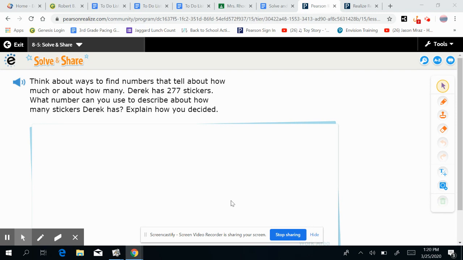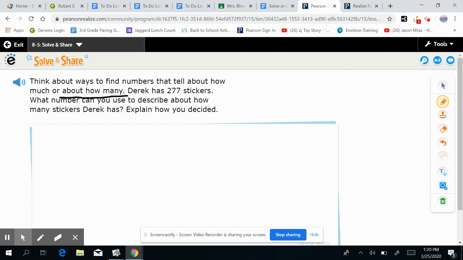I want you to think, what does the phrase "about how many" mean? Let me see if I can underline that. What does that mean? About how many? Think for a minute. Hopefully you were thinking something along the lines of, when we're asking about how many, we don't want to give an exact answer. We want to give an estimate.